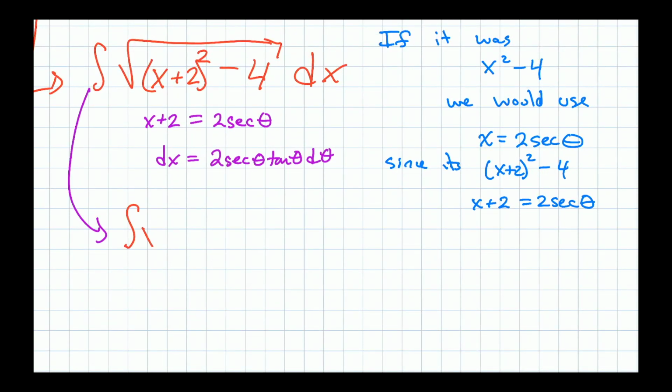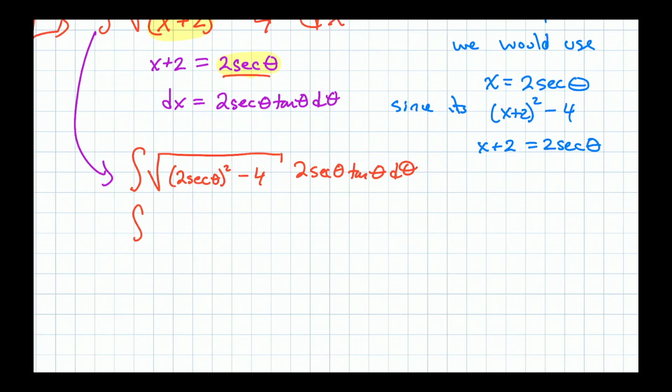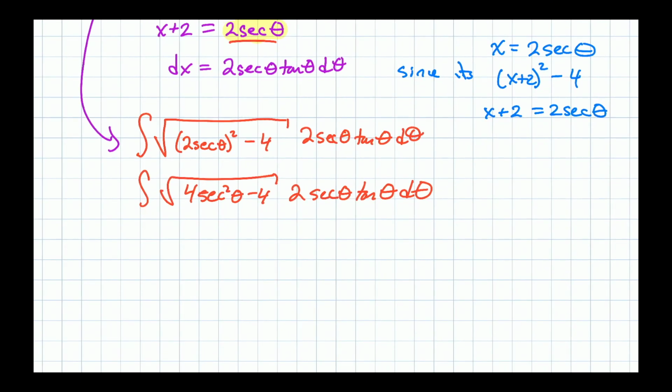So we're going to have the integral of the square root, where x plus 2 is 2 secant theta, right? So all of this gets replaced with this. So you have parentheses 2 secant theta squared minus 4. And then your dx, which is 2 secant theta tangent theta d theta, which is the integral of the square root of 4 secant squared theta minus 4, times 2 secant theta tangent theta d theta. All right, let's keep going.